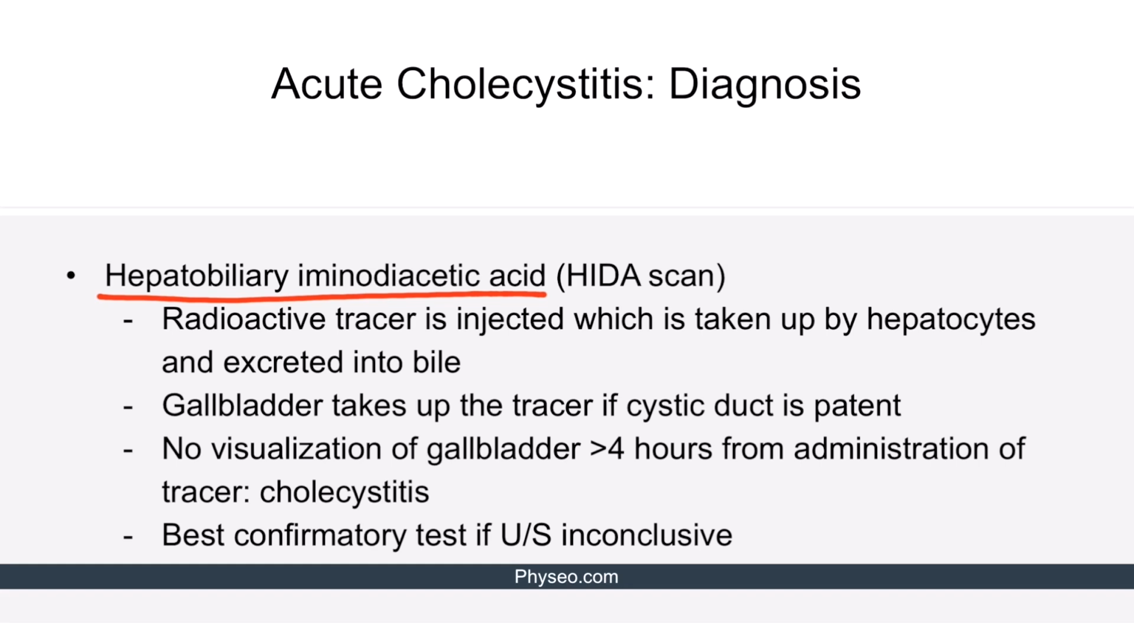Therefore, if the cystic duct is patent, the bile enters the gallbladder and can be visualized due to the tracer. If there is no visualization of the gallbladder after more than 4 hours from tracer administration, it indicates blockage of the cystic duct and hence cholecystitis.